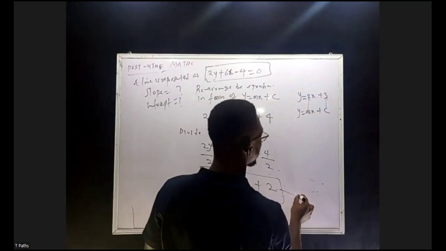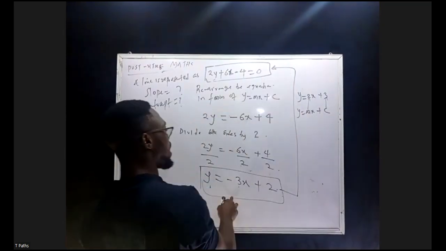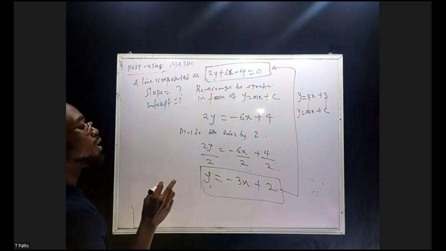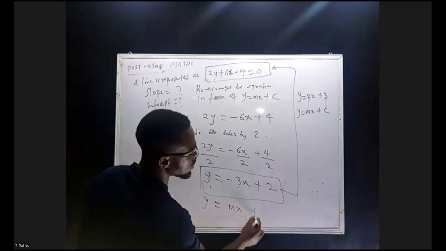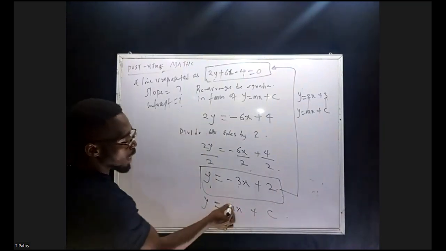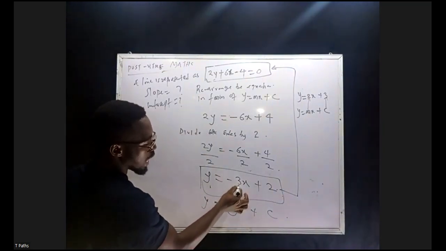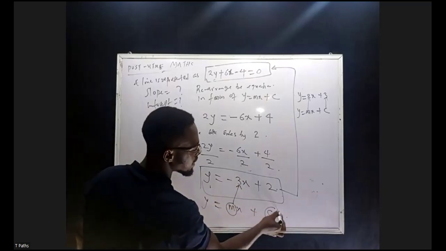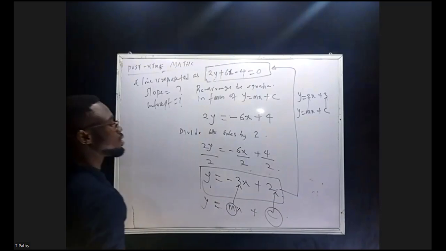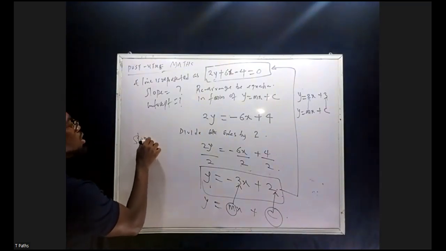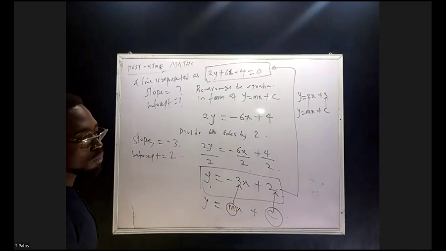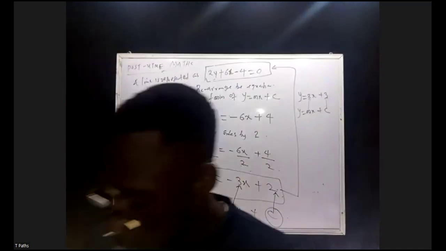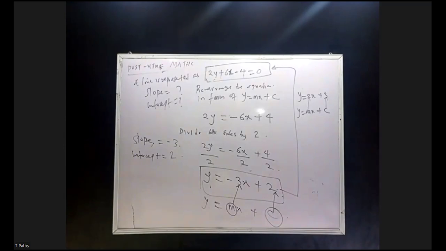The original equation that we were given, I transformed it into this format. It is the same thing as this. So what is the next thing? I can now compare y equals mx plus c. My slope m is equal to -3, and my intercept c is equal to 2. So the slope is -3 and the intercept is 2. Is that clear, class? Yes, sir.